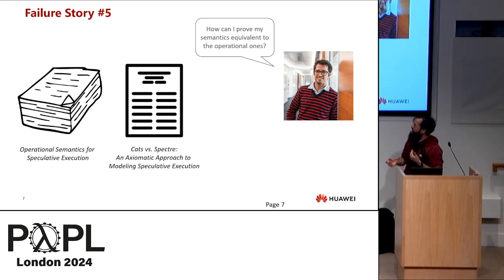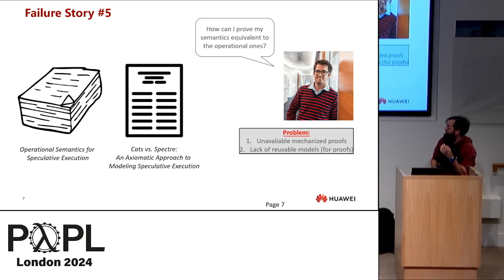So I was trying to think, okay, would it be possible to actually show formally that my semantics are equivalent to some of those operational ones? And I know that there are a bunch of people in here that have done that extensively, so it's definitely doable. I have no clue how to do that.